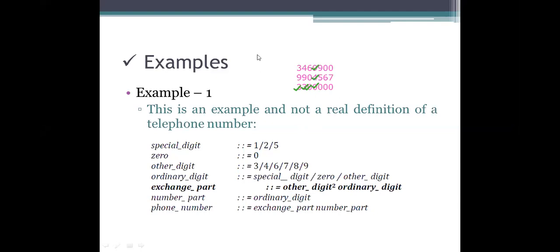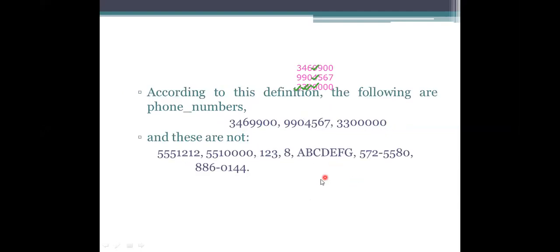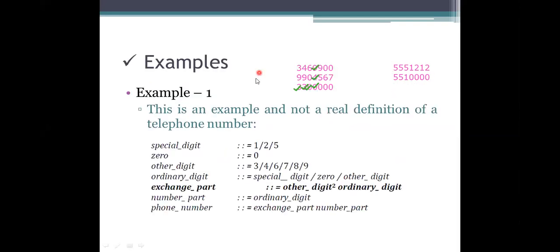And coming to the next representation, let me take the numbers here. The first number here is 5 5 5 5 1 2 1 2 and then 5 5 1 0 0 0 0. The remaining ones will not be considered as these 4 numbers. And we will see whether the values we are using satisfy the rule.